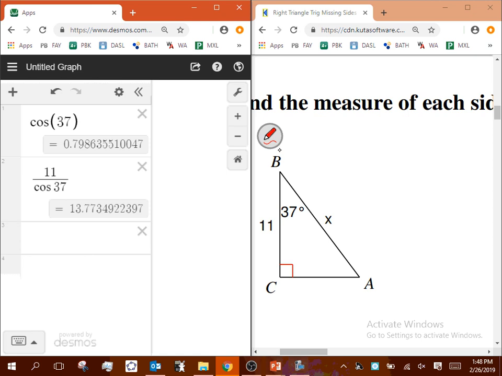So I want to look at this maybe in a couple different ways. We just said that's about, if I round up, approximately 13.77, right? Okay. Let's find this distance here. Let's find y.